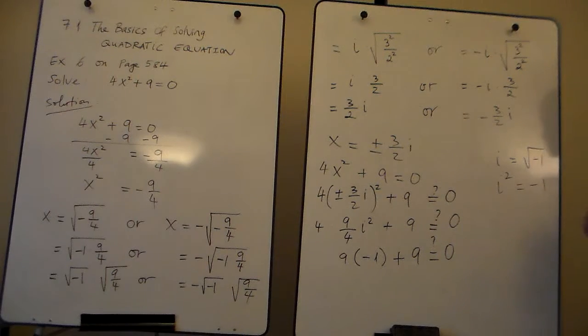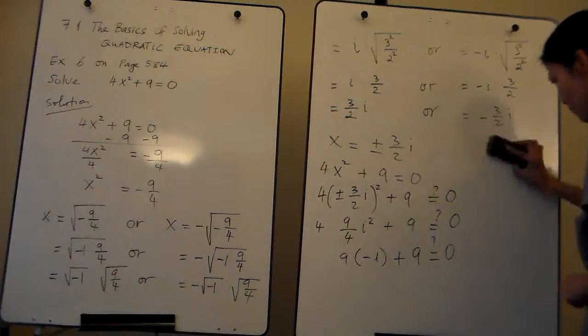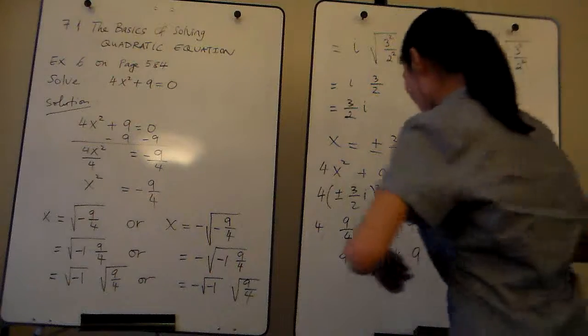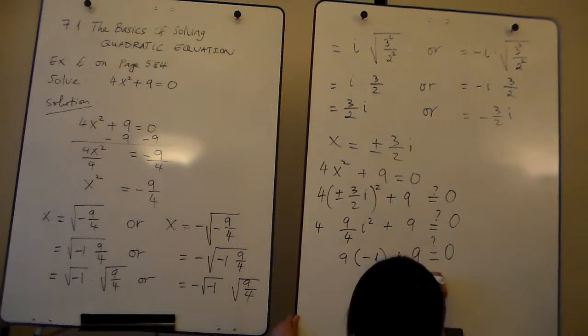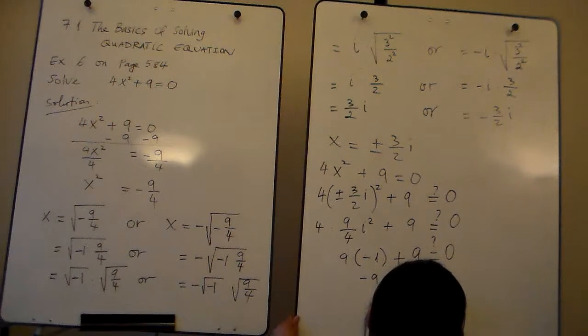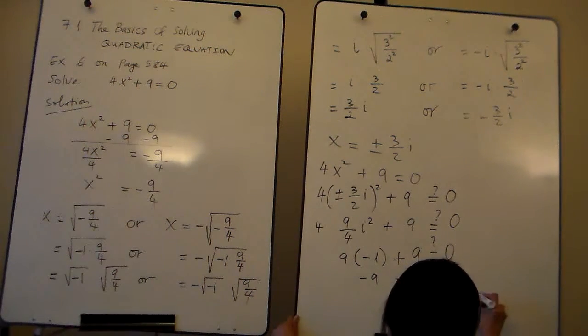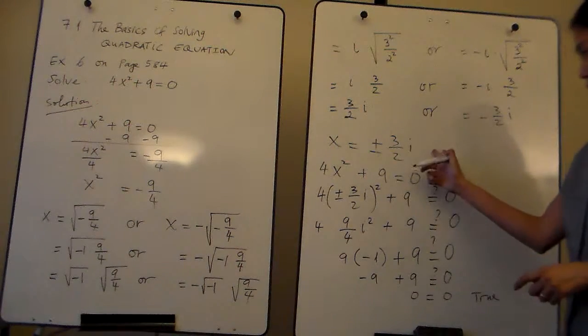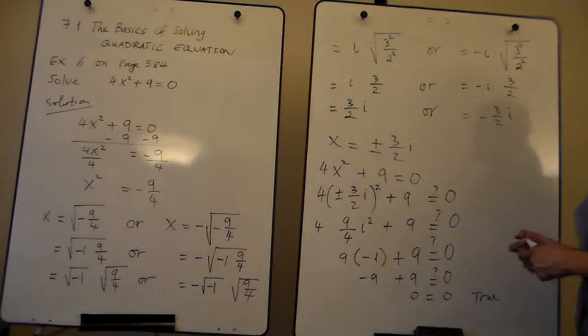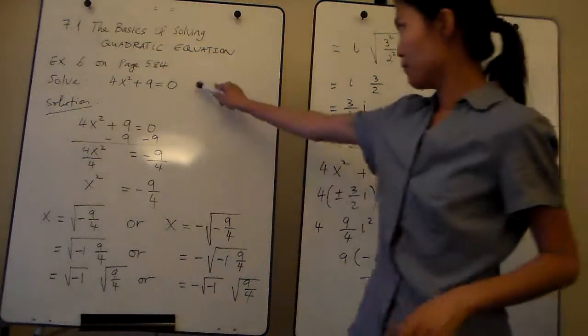So we covered this already. Simplify: 9 times negative 1 is negative 9, plus 9, question mark. Negative 9 plus 9 is 0. 0 equals 0, which is true. So that means x equal to plus or minus 3 over 2 i are solutions to this equation.